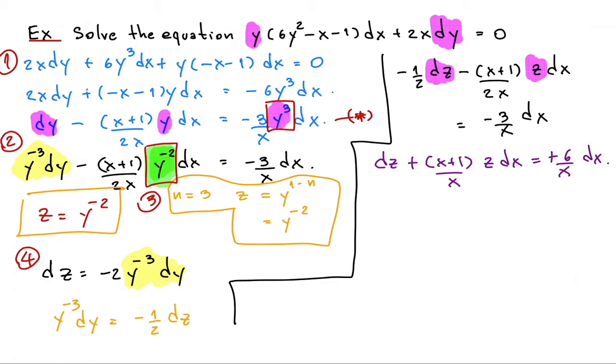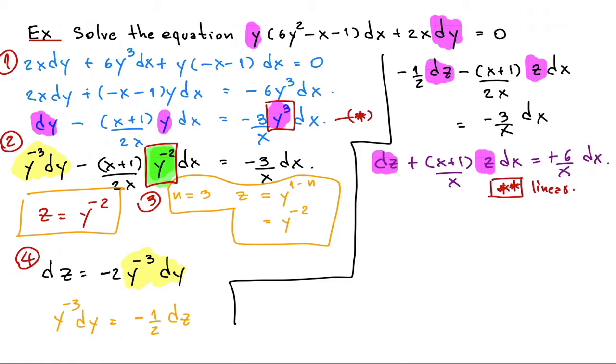So right now we have the linear equation, right? It becomes linear. Okay, let's call it double star.